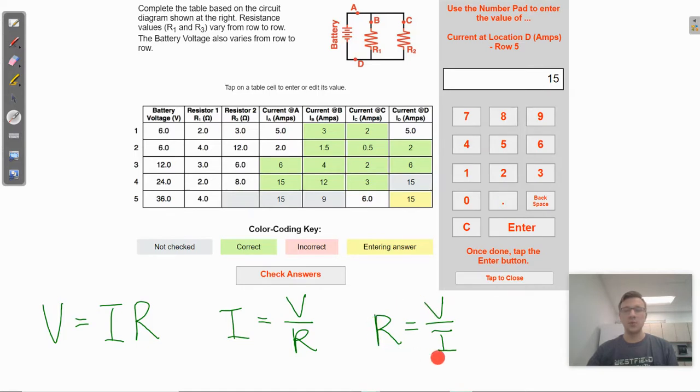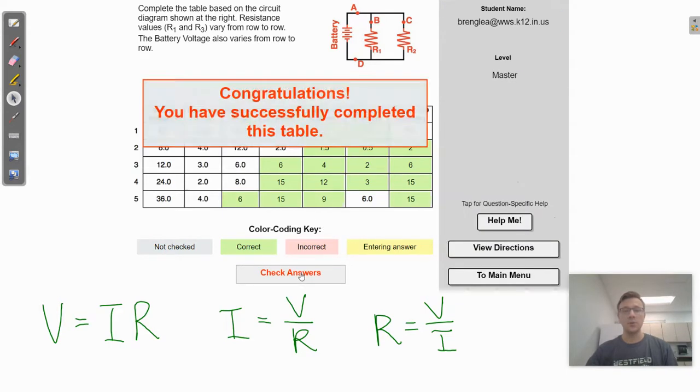So when we're solving for the resistance of an individual resistor, we want to take the voltage that's dropped at that resistor, in this case 36 volts, divided by the current that goes through that resistor, in this case 6 amps. So 36 volts divided by 6 amps is going to give us a resistance of 6 ohms at R2. Go ahead and check our answers.